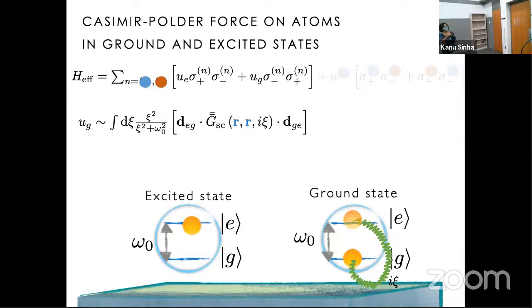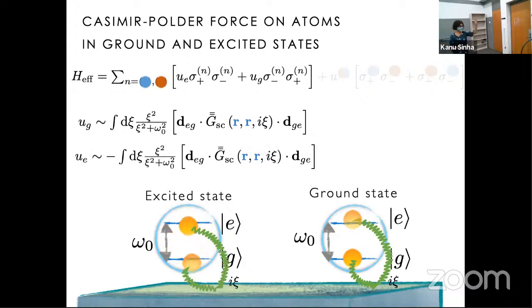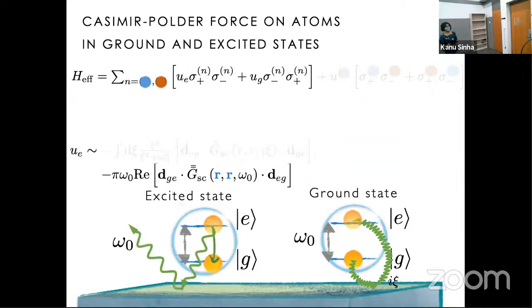Okay. All right. Similarly, for the excited state, the atom can go down and come back up, which gives us a virtual photon process contribution. And in addition to that, there is a real photon process which can happen, wherein the atom can emit at the resonance frequency ω0 and reabsorb.